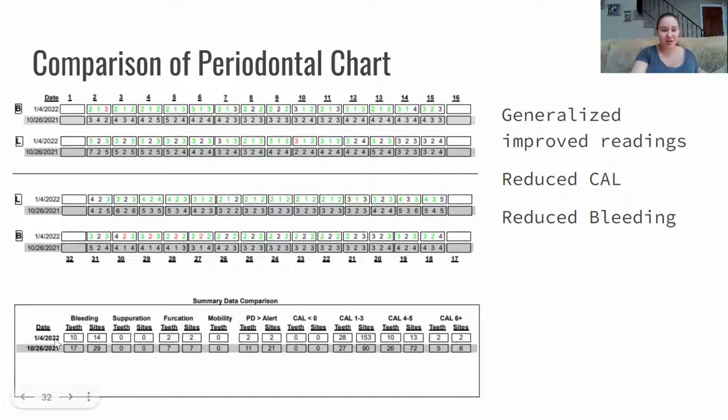But I think the biggest things to note here are we went from 29 bleeding sites to 14 bleeding sites. We went from 72 areas of 4 to 5 millimeters to 13 areas of 4 to 5 millimeters. And yeah, just generalized improvement. I think that this comparison perio chart really stands out to me and shows that in fact treatment was effective.